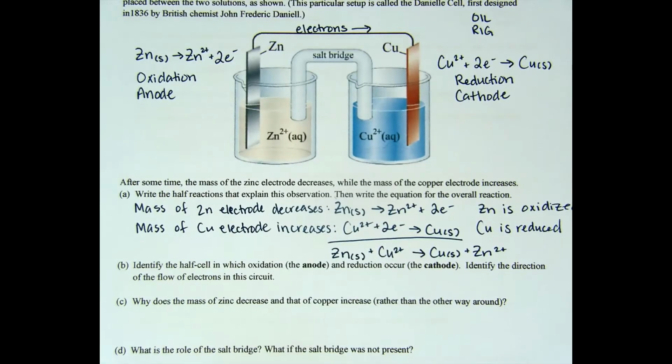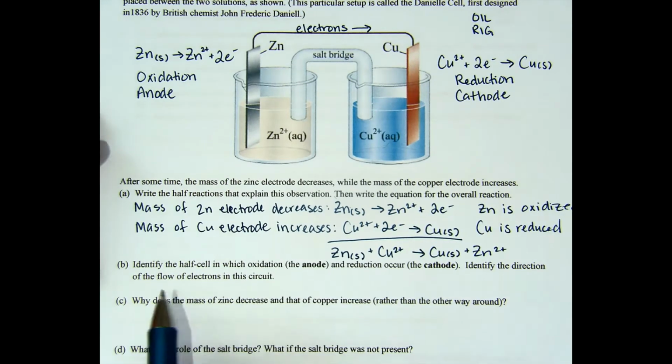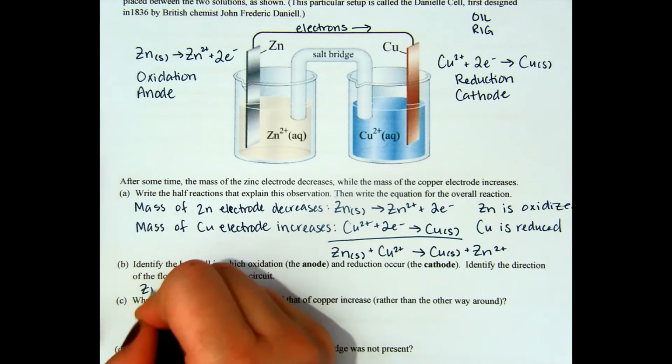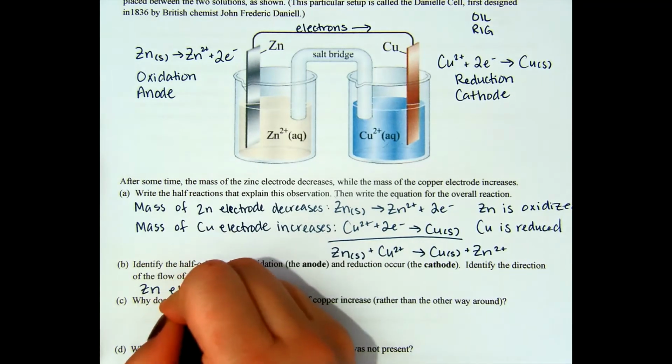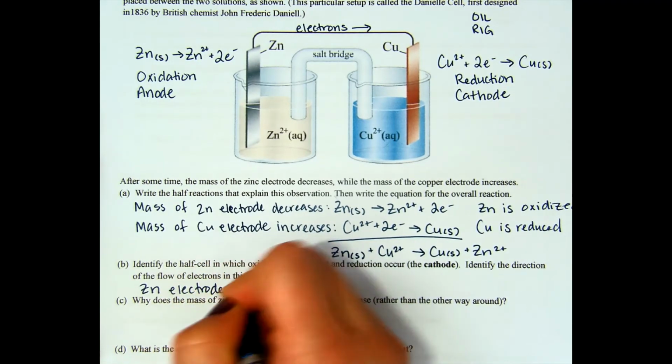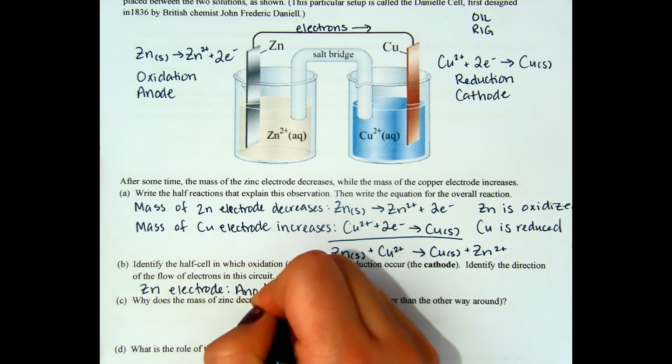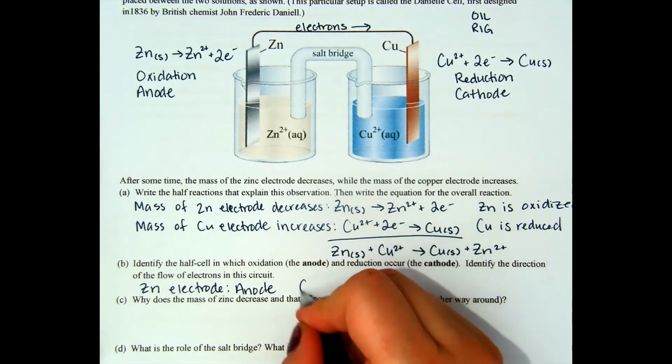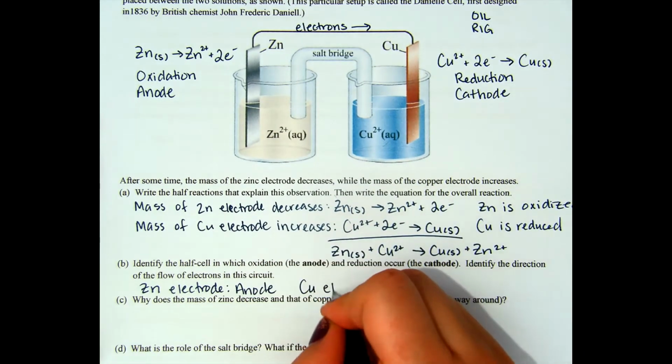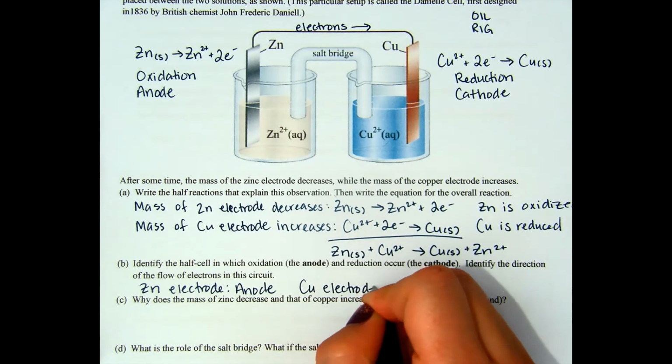Now, part B, identify the half cell in which oxidation, the anode, and reduction, the cathode, are occurring. Identify the direction of the flow of electrons in the circuit. So we've already done that, so we can just see above for that. So the zinc electrode, that's our anode, and our copper electrode is our cathode.